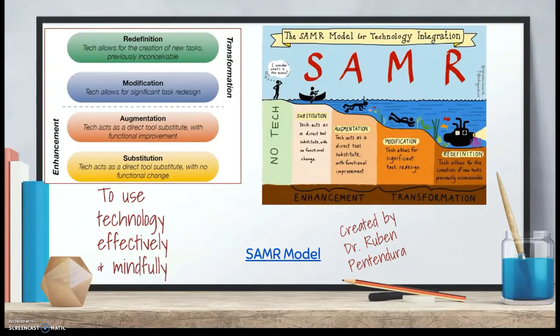Today I want to talk to you about the SAMR model. This model was created by Ruben Puentedura, and it's really built to help teachers figure out what levels of technology they are using in their classroom. So if we look at the SAMR model here, we can see that S stands for substitution, A, augmentation, M, modification, and R, redefinition. And the idea is for us to look at our lessons and think about the ways that we are actually using technology.